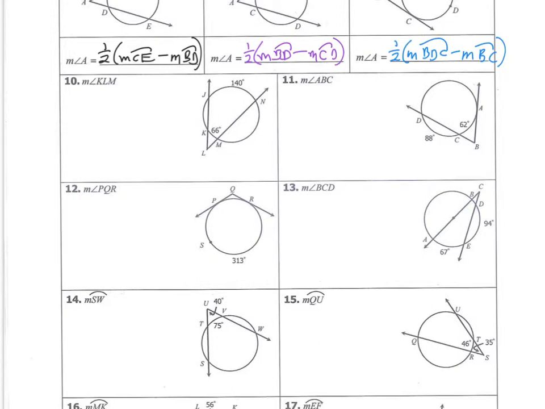What do you do when they're on? Just take half, right? Because there's only one arc, so you're always taking half. That's my point. All right, here we go.